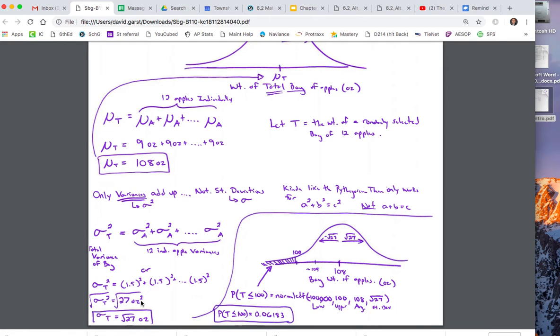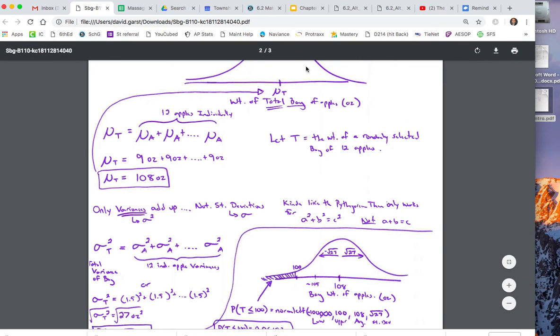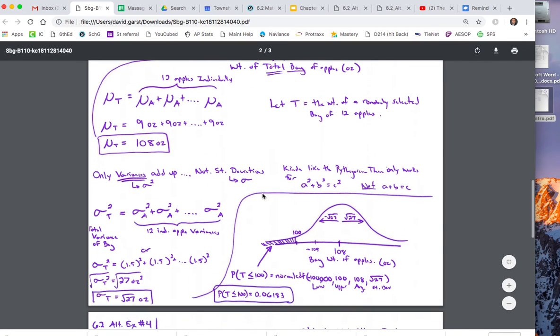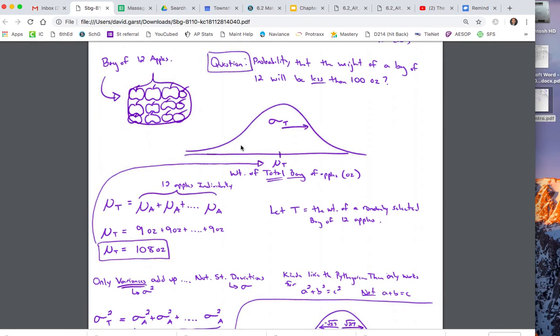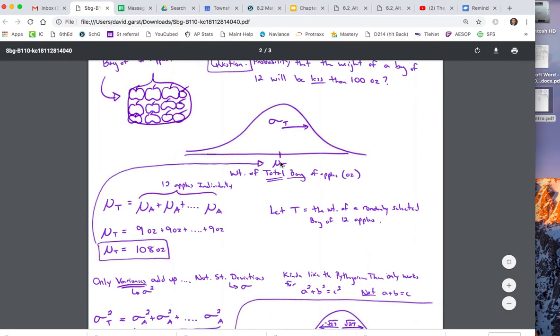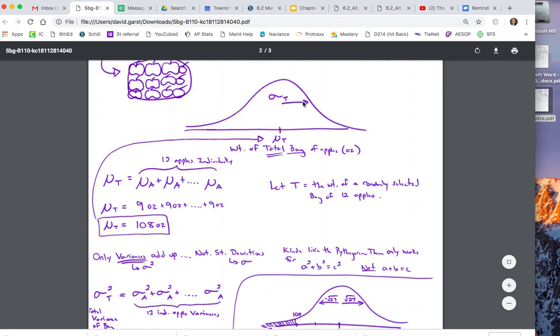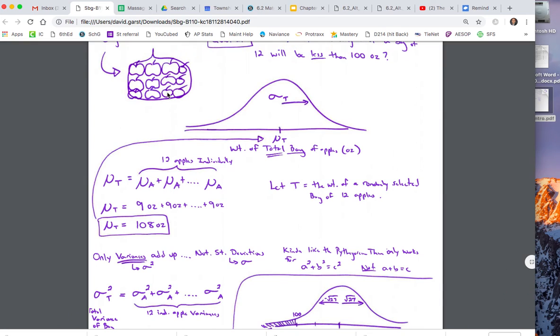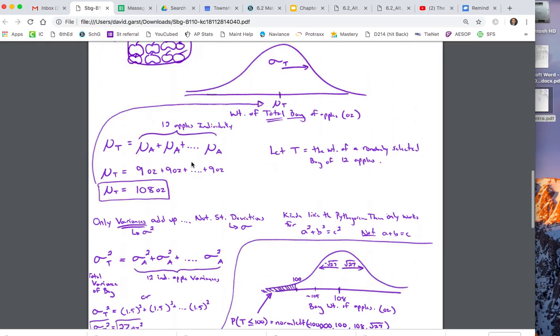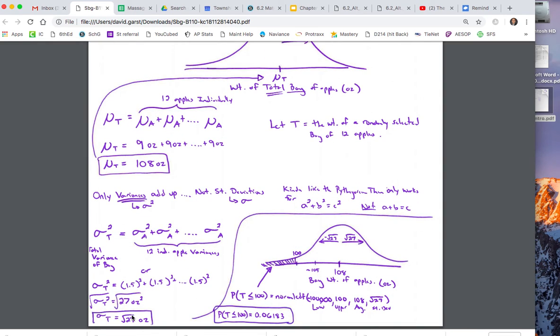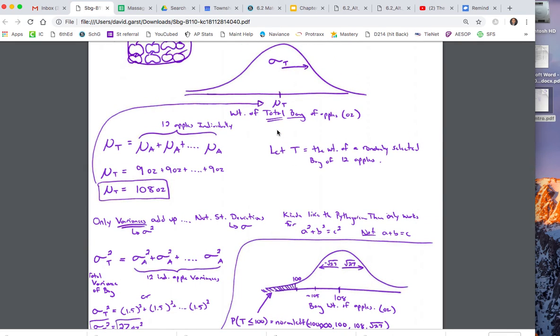But if we wanted to know what the standard deviation is of this bag of 12 apples, we're going to take the square root of the variance and find out that the standard deviation is square root 27 ounces. So now we have found out that for this whole bag of apples, we expect it to weigh about 108 ounces, and the bag is going to vary, because not all these bags of 12 apples are going to weigh the exact same. They're going to vary by about the square root of 27, which is a little bit more than 5 ounces or so.